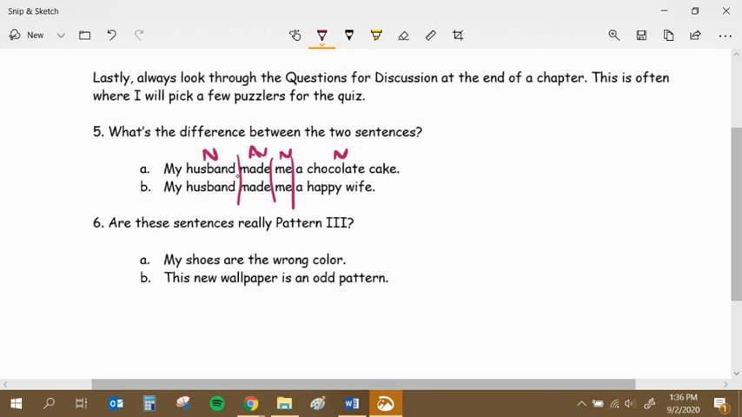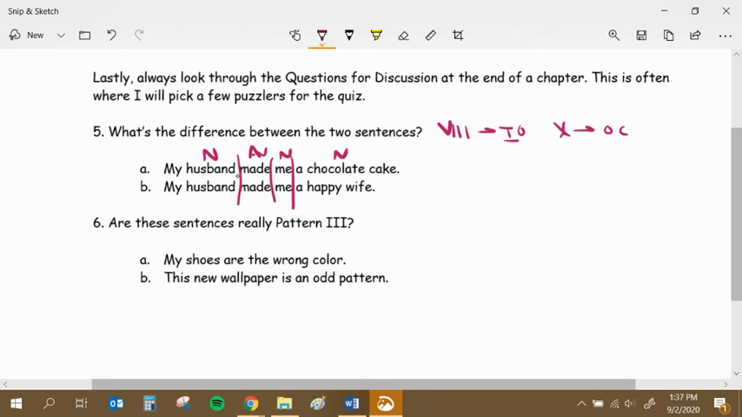One is saying my husband made me a chocolate cake, and the other, my husband made me a happy wife. Well, there's something very critically different about them. Anytime I have a noun, action verb, noun, noun, I have two choices. One could be a pattern 8, where we have an indirect object. But it could also be a pattern 10, where you have the objective complement. In an indirect object, you hop over to the direct object and then come backwards to your indirect object. But in an objective complement, you go straight across because that last noun is renaming the direct object.